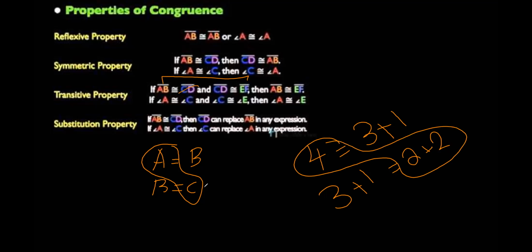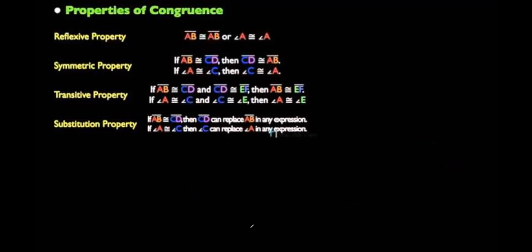They cancel each other, like this. And the same for angles. If angle A is congruent to angle C and C is congruent to E, they cancel each other, so angle A is congruent to angle E. And the last one now. Yes, who wants to ask me? Yes, Huda.